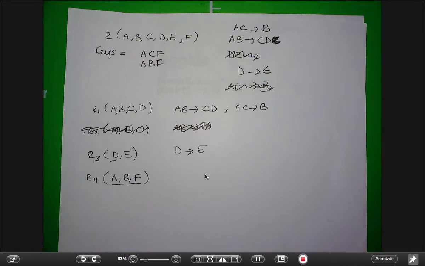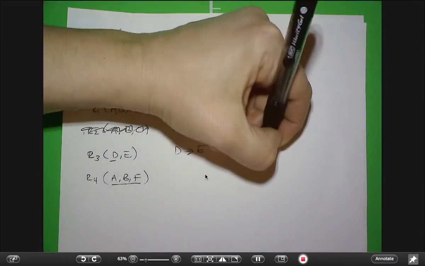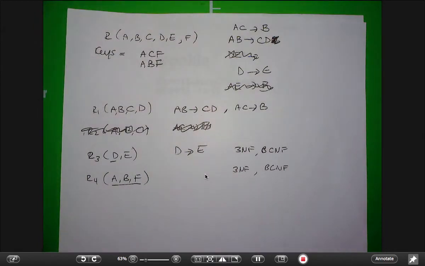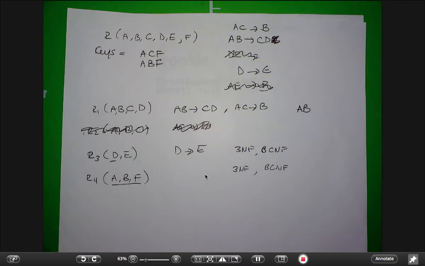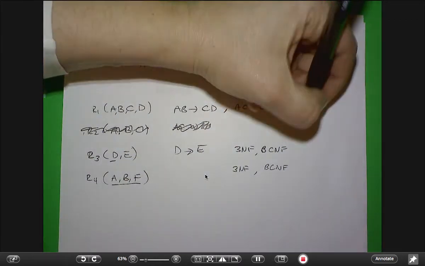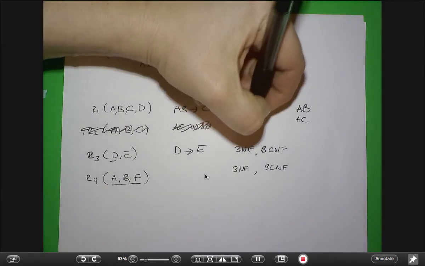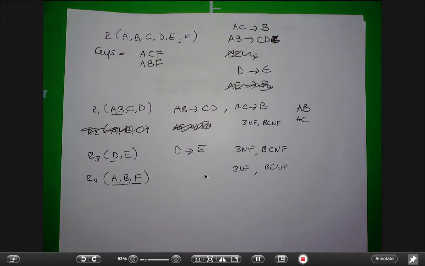So now you can check. Is R4 in third normal form? Sure. Is it in Boyce-Codd normal form? Sure, because there's no functional dependency that violates. So this is in third normal form and BCNF. How about R1? What is the key for R1? So AB is a key. Is AC a key? Yes, right? So is it in Boyce-Codd normal form? Yes. I was trying to come up with one where it would not be, but it turns out that this works both ways. So I'm going to choose AB, but either one will work.